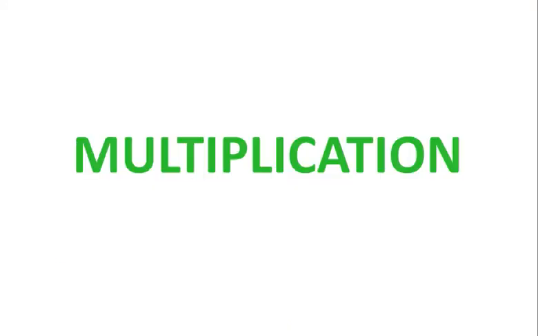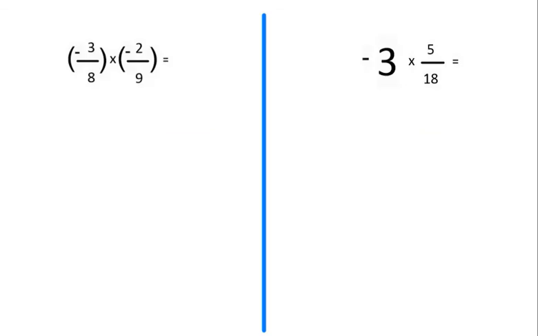All right, multiplication now. So remember, our multiplication rules are a lot easier than adding and subtracting. If we have the same sign, it's positive. Different sign, it's going to turn out to be negative. Also remember that we can cross cancel. So here we have a negative times a negative, so our answer is going to turn out to be positive.